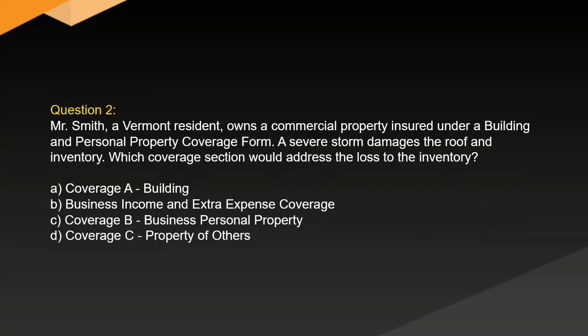Question 2. Mr. Smith, a Vermont resident, owns a commercial property insured under a building and personal property coverage form. A severe storm damages the roof and inventory. Which coverage section would address the loss to the inventory? A. Coverage A. Building. B. Business income and extra expense coverage.